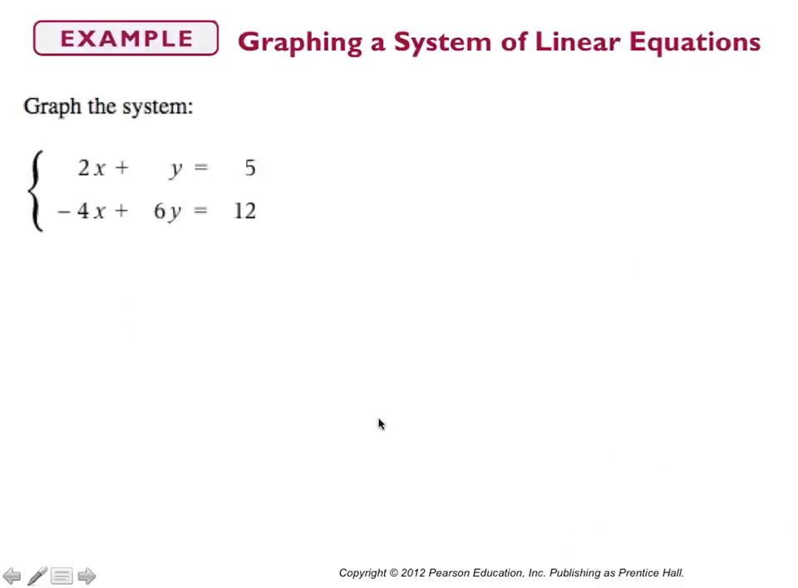So let's take a look at this example here. Let's say we have 2x plus y equals 5, and we have -4x plus 6y equals 12.